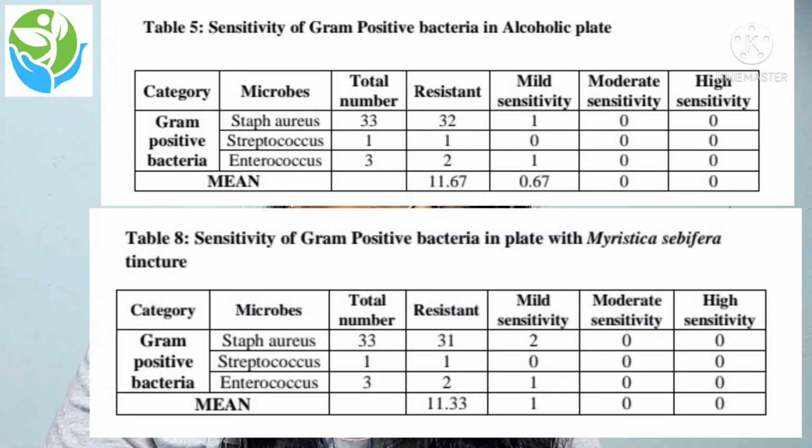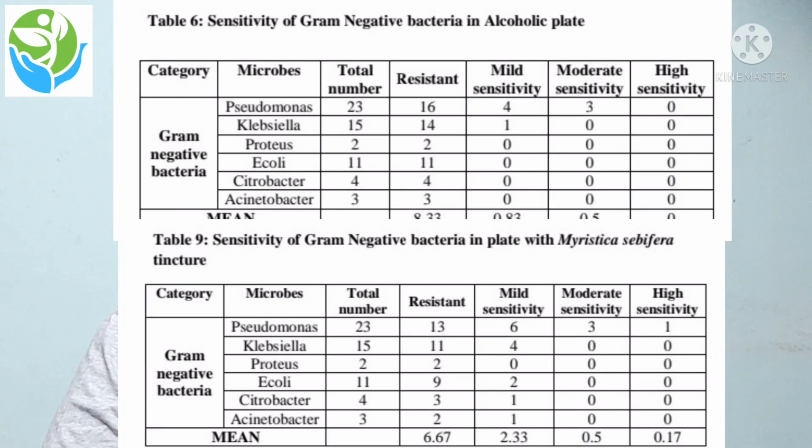In Enterococcus, mild inhibition was noticed in 1 out of 3 patients in alcohol, as well as in the mother tincture group, 1 out of 3. In Staphylococcus aureus, mild inhibition was found in 1 patient out of 33 samples collected. In mother tincture, mild inhibition in 2 out of 33 collected. In E. coli, Citrobacter and Acinetobacter, there were no inhibitions noticed in the alcohol group. In the mother tincture group, E. coli showed 2 inhibitions out of 11 patients, as well as 1 inhibition in Citrobacter out of 4 and in Acinetobacter 1 inhibition out of 3.